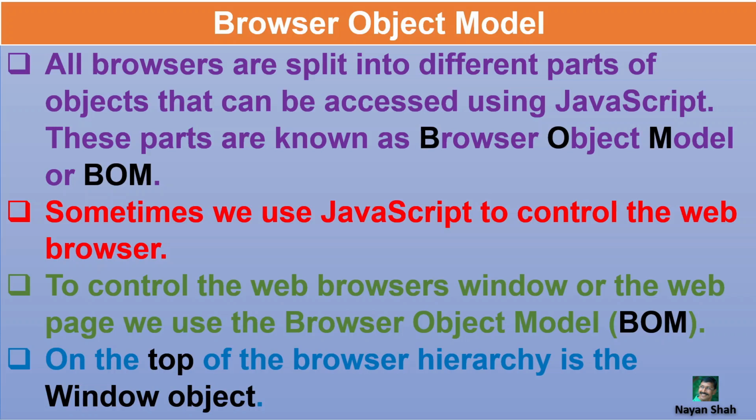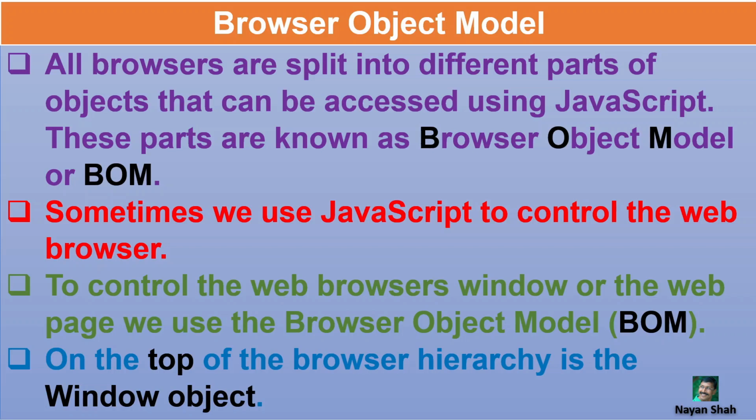There is an address bar, there are connection settings which are shown, there is an area where the web page is displayed, and again on that web page you will have so many other things. So a browser is split into different parts of objects that can be accessed using JavaScript code. These parts are known as the browser object model, or in short BOM. So that is the browser object model. Now sometimes we use JavaScript to control the web browser. Many times, rather, not sometimes. Many times we need to use JavaScript in order to control the behavior of the web browser.